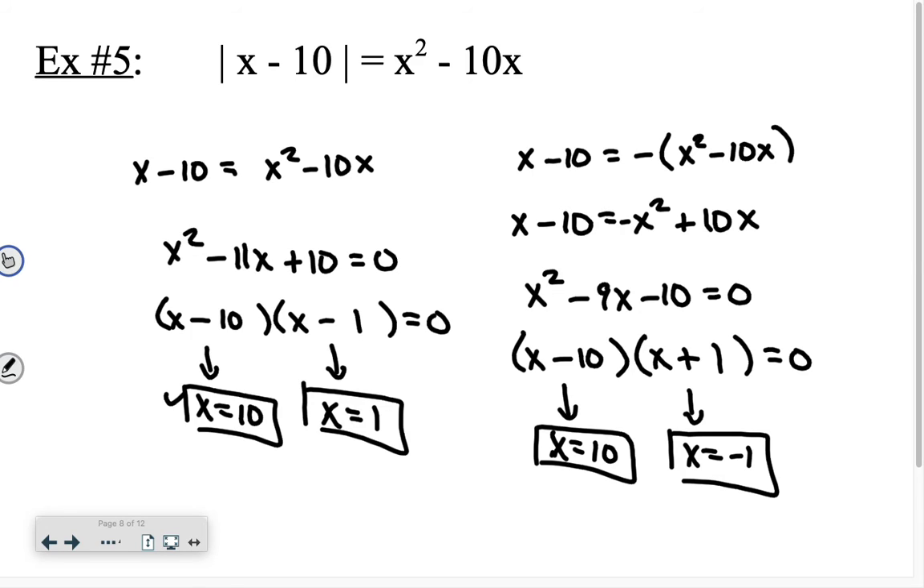Can an absolute value equal negative 9? No. This one is extraneous right here. X equals 1 is an extraneous solution, because the answer you get on the right-hand side is negative. You can't have an absolute value equal something negative.